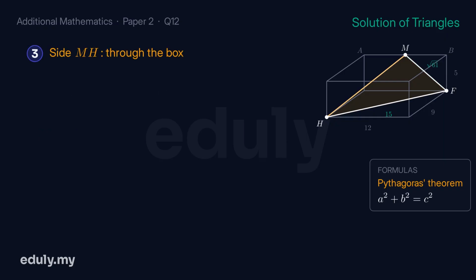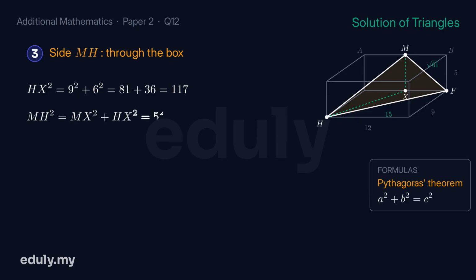The side M, H cuts right through the box. Drop M straight down to the base at X. M, X is the height 5. On the base, the distance from H to X is 9 and 6, so that squared is 117. Then M, H squared is the height squared plus that, giving 142. So M, H is the square root of 142.